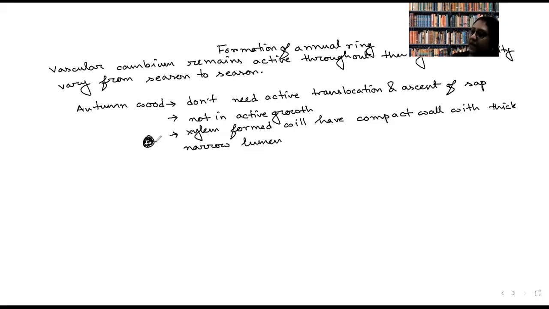In the next season, when new xylem is formed, there will be variation. Let us have a look at the other features. This band of xylem, I mean to say, is the autumn wood. Okay.